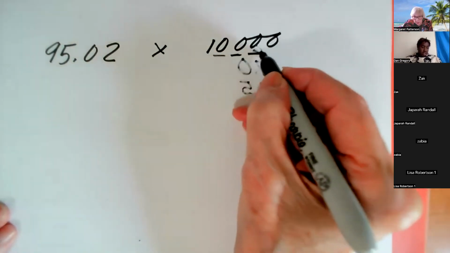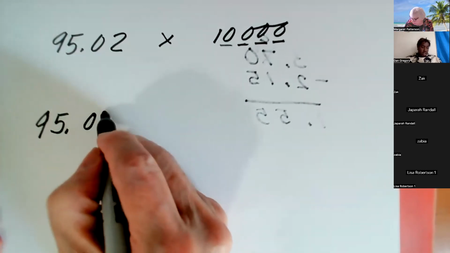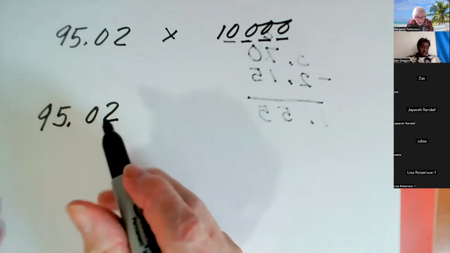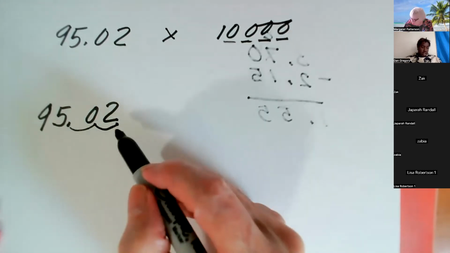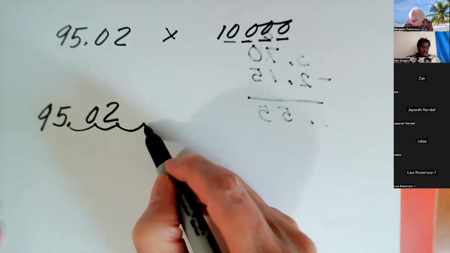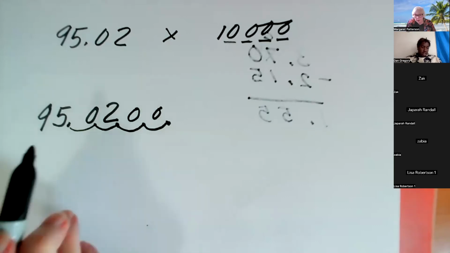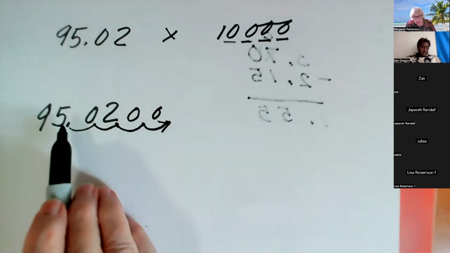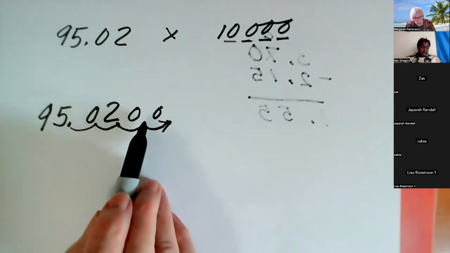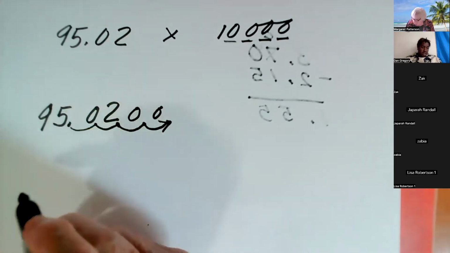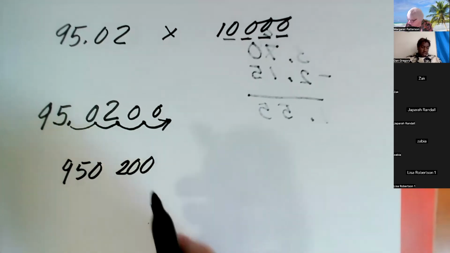One, 2, 3, 4 decimal places. So I take my 95.02 and I move it 4 places. Now it's going to take 2 to get around this number, but I have to go 4 places. So we count them. 1, 2, and I had to add zeros, 3, 4. That's our answer. 950,200.